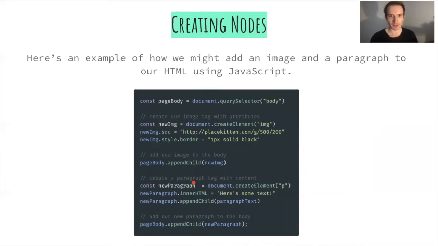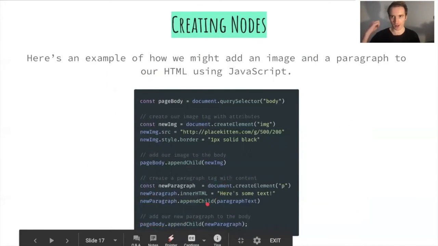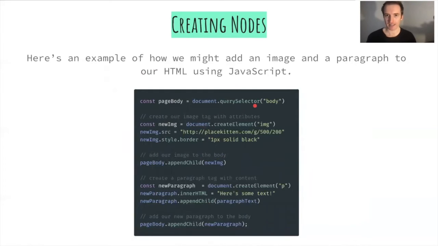So in this example, we're adding an image and a paragraph to our page body. So first line here, we're selecting the body. We're using querySelector here, so it takes a CSS rule. We have nothing in front of this text, so it's a tag name. It's going to look for the tag that's called body, and that gives us this DOM node, that's an object that we can do things with.